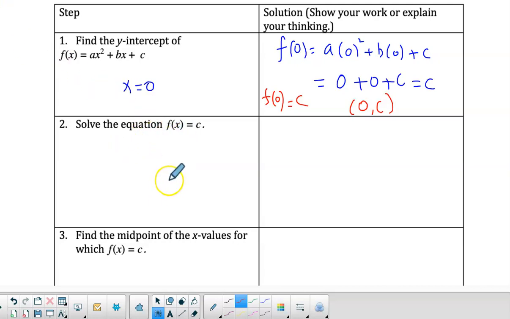We're going to solve the equation f of x is equal to c. And what is that f of x you have here? f of x is ax square plus bx plus c, right? This I'm writing: ax square plus bx plus c. And on the right hand side, I have c. So this is what it is. C I wrote on the right hand side.